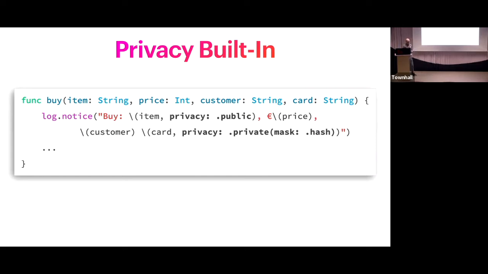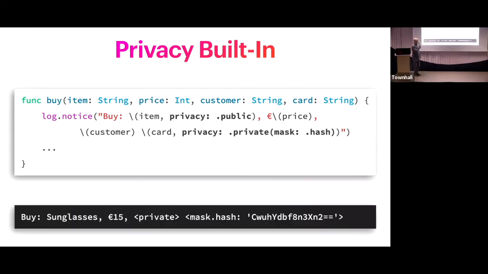And also, for example, for the credit card, there is also a flag to hash that. That has the effect that here, my sunglasses, they're just logged like this. But the credit card, it logs a hash for the credit card. So when it's the same credit card again, it will have the same hash. And you can see where it is the same or where it is different without revealing the actual credit card number.